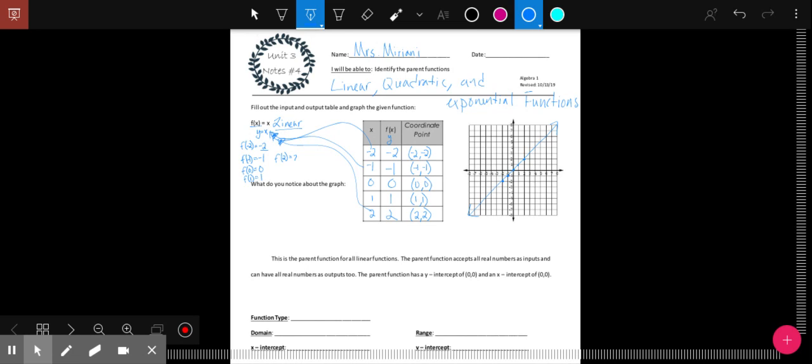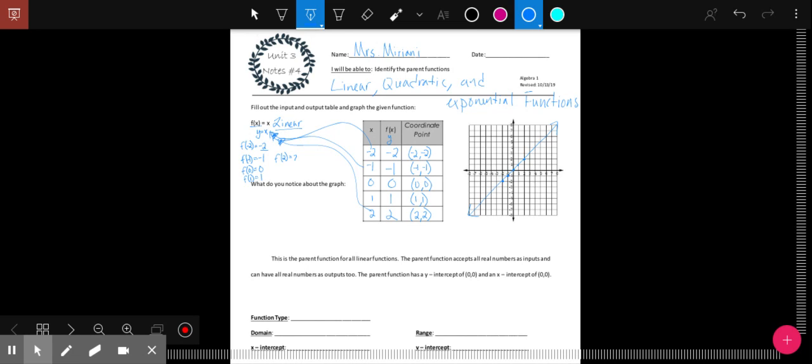So now we're going to write those as coordinate points. So we're going to have (-2, -2). Remember, this is just my x and my y. We're going to have (-1, -1), (0, 0), (1, 1), and (2, 2). Okay, so we're going to graph those points, and then we're going to talk about the graph.